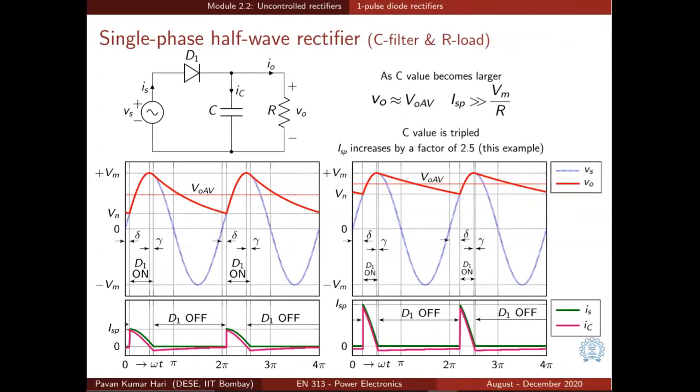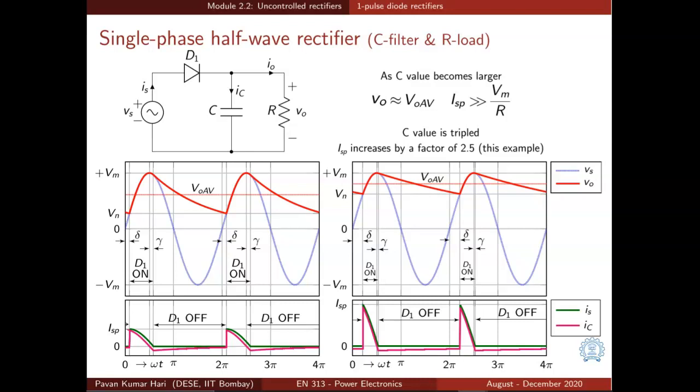What happens when the C value becomes larger and larger? You put larger and larger capacitance at the output side, then the value of omega RC will also be very large. Omega itself is 100 pi for a 50 Hz voltage source. So gamma becomes very small, the interval gamma becomes very small. But of course the delta also becomes larger.